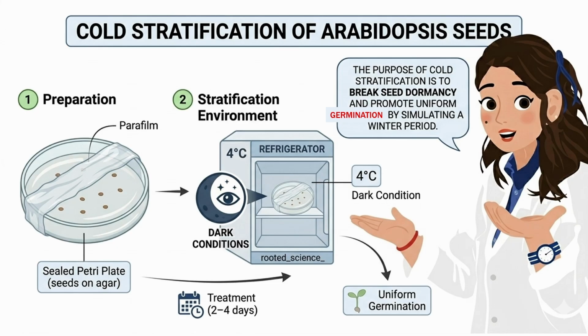Why does this matter? Because this is the most fragile stage of the life cycle. If your light intensity is too low, the seedlings will undergo etiolation, stretching their hypocotyls in desperate search of light. We want compact, sturdy seedlings. For that reason, the light intensity matters a lot.